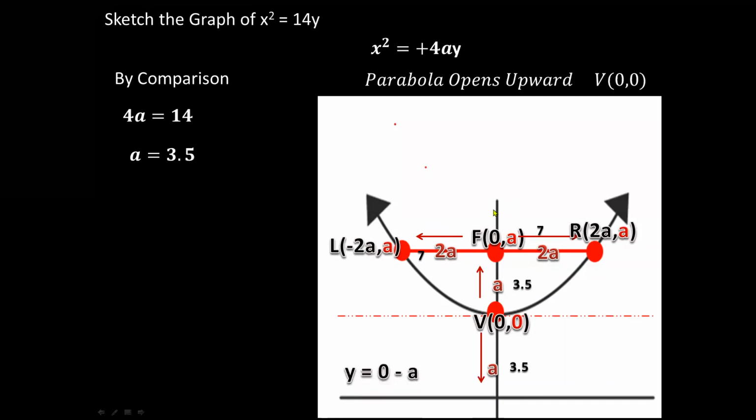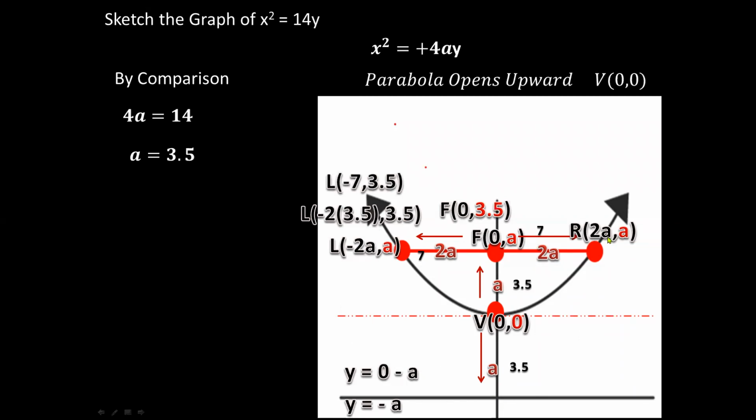Okay. So sabihin mo na, that was the right time pa lang na pwede tayo mag-substitute. Y is equals to 0, negative A yung baba, di ba? So y is equals to negative A yung directrix. So dyan, pwede na tayong mag-substitute. Yan yung kanina, 0 and 3.5. Substitution na lang. So ibig sabihin, negative 7 and 3.5, 2 times 3.5 at saka A. Yan ang mga endpoints ng ating latus rectum. At ito naman ang equation ng ating directrix, y is equals to negative 3.5.